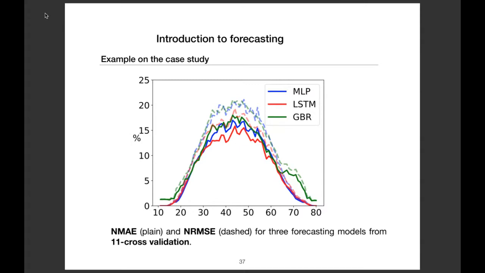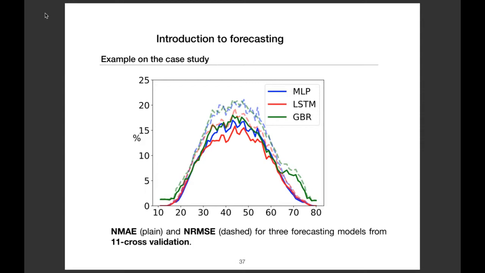The plain lines are the normalized mean square error, and the dashed lines are the normalized root mean square error. We performed the evaluation of these metrics by using k-fold cross validation, and here k is equal to 11. It means that we computed 11 pairs of learning and validation sets. So we had 11 validation sets, and we averaged each score over the 11 validation sets. And so we can compute these metrics, the normalized mean square error and the normalized root mean square error, per lead time. So for each lead time of the day. Here it is for each quarter of the day.